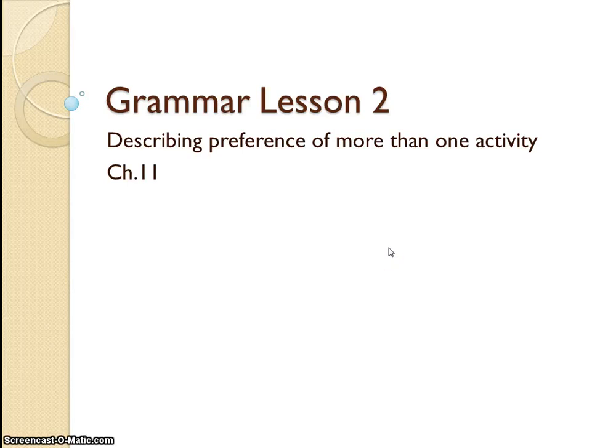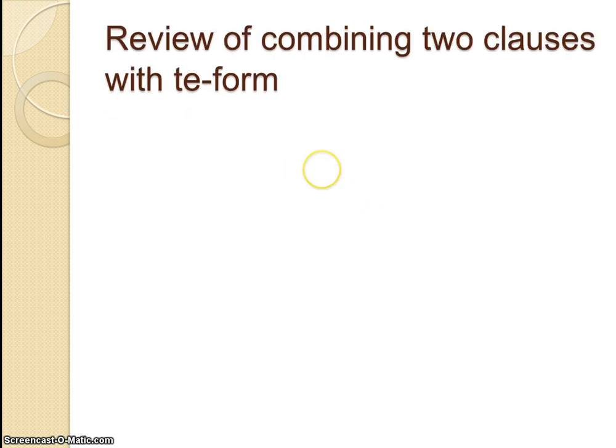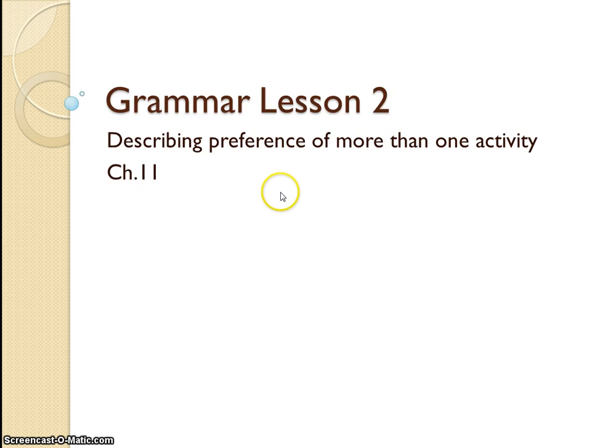Okay, this is grammar lesson number 2, describing preference of more than one activity from chapter 11. Don't forget to take good notes on this. If you have any questions, jot them down and bring them in with you tomorrow. Okay, so review of combining two clauses with TE form. That's what we're going to be dealing with today.